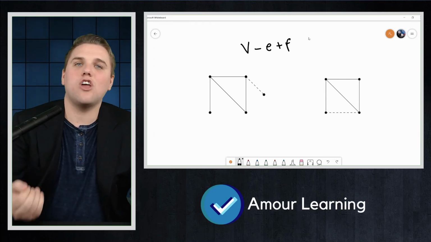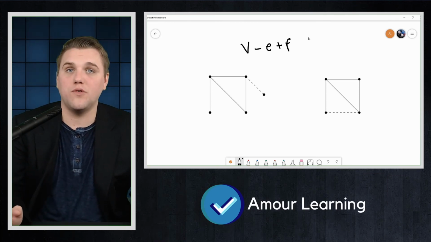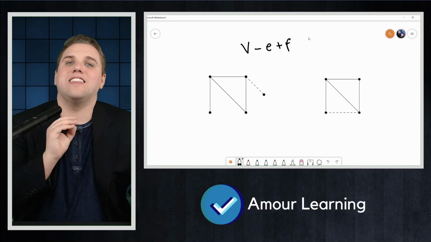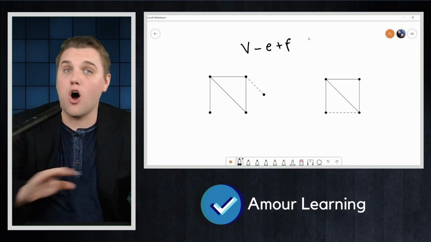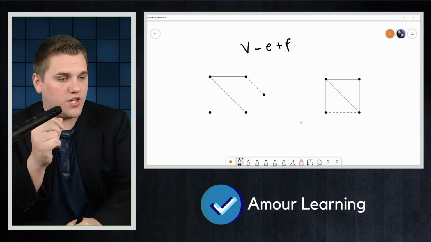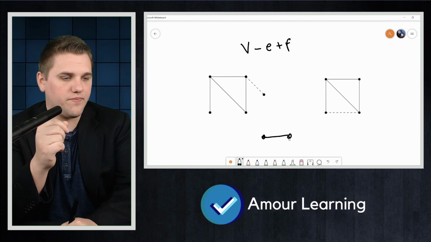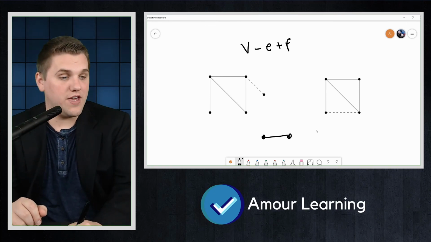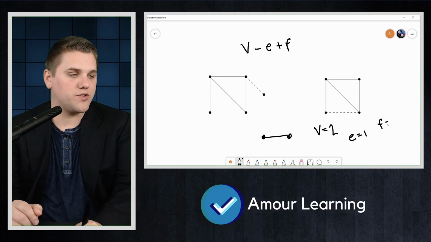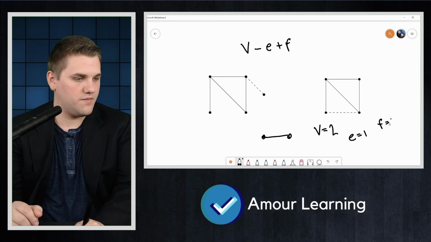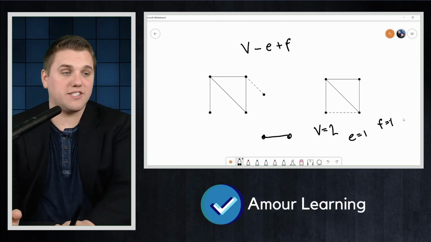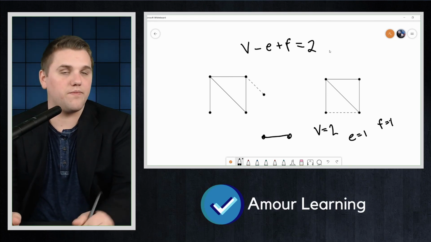Since we can build any graph using a combination of these 2 moves, and doing so never changes the quantity V minus E plus F, that quantity will be the same for all graphs. But notice that our starting graph that we worked with here, we always start with P2, has V equals 2, E equals 1, and F equals 1. So V minus E plus F would equal 2.